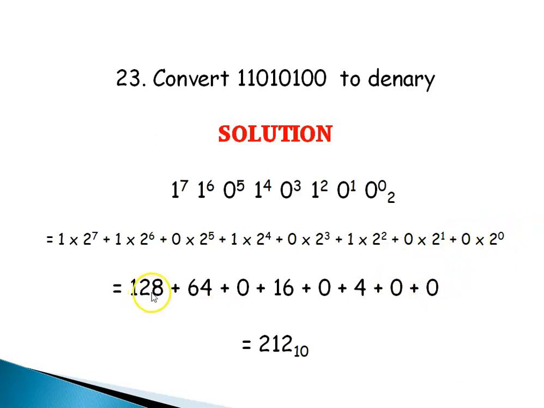So let's add. 128 plus 64 plus 16 plus 4 will give me 212 base 10. Remember, denary means base 10. So that's that for that question. Is that taken? Good.